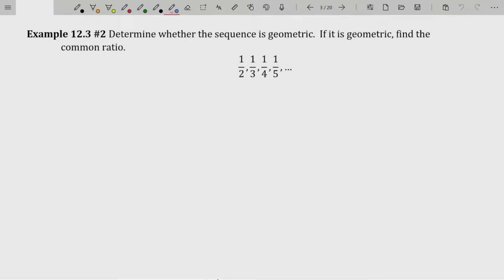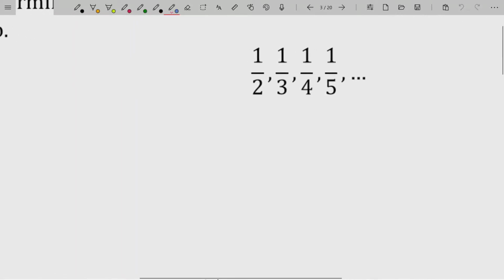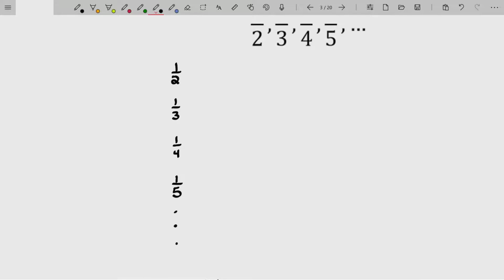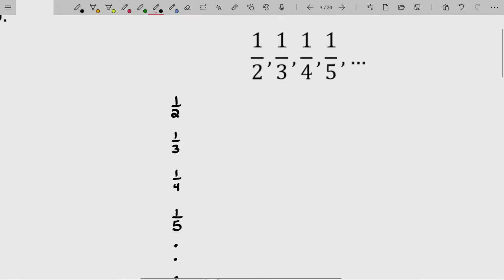Now in this example, we're not even told it's geometric. We're asked, is this sequence geometric? If it is, please find the common ratio. I'm going to list out the terms here. I know they're already listed, but I just want you to see the idea behind the scenes. So we have 1/2, and the next one in line is 1/3, and the next one in line is 1/4, and the next one is 1/5, and ... That just means the pattern continues.